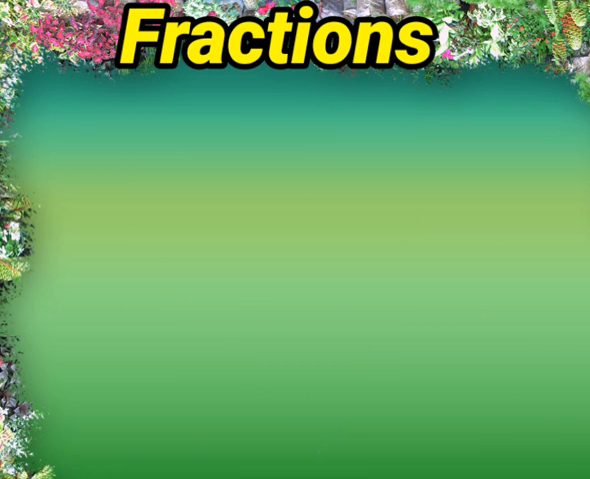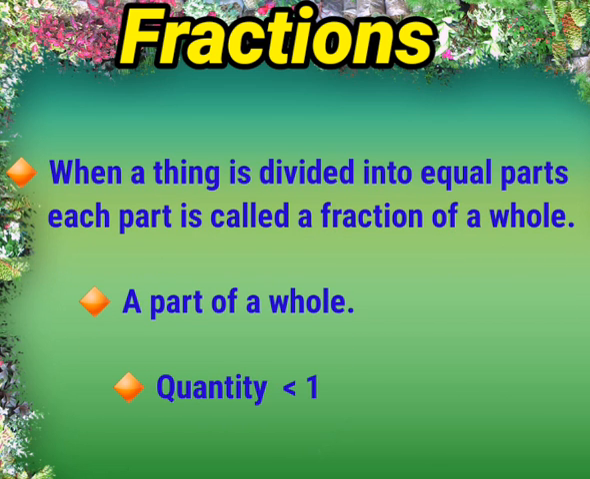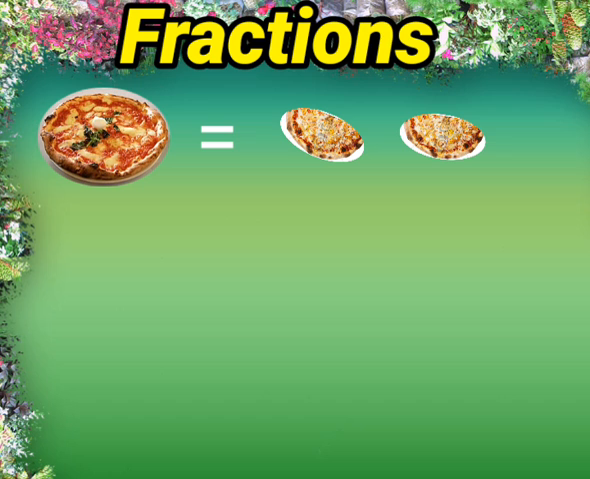Now, let us see how to write this division as a fraction. When a thing is divided into equal parts, each part is called a fraction of a whole. That is, the full thing. A fraction represents a part of a whole. Also, fractions are used to denote quantities which are less than 1. Here, this pizza is divided into 2 equal halves. So, each part is 1 half of the whole.